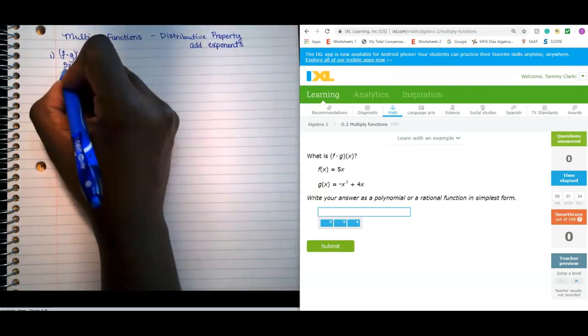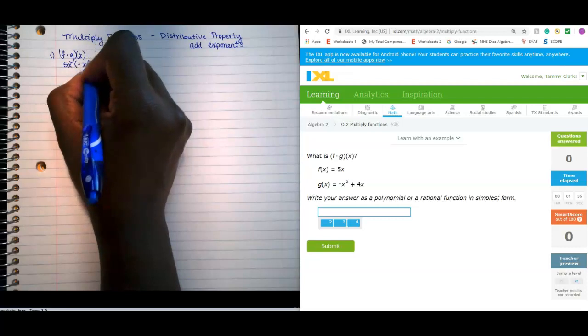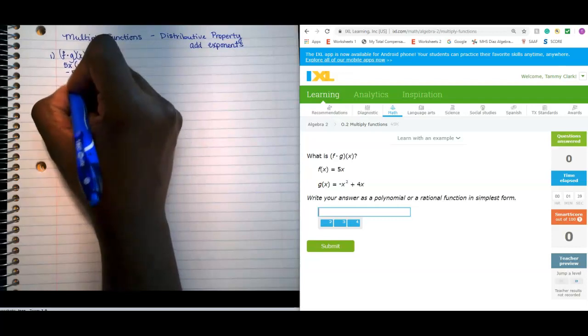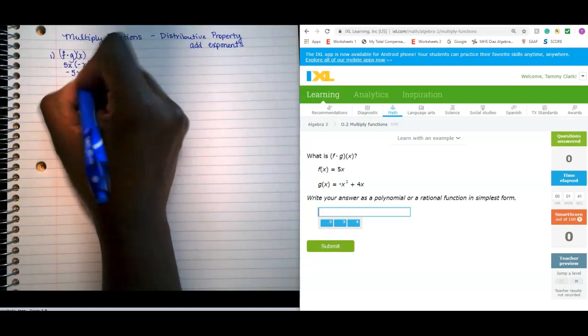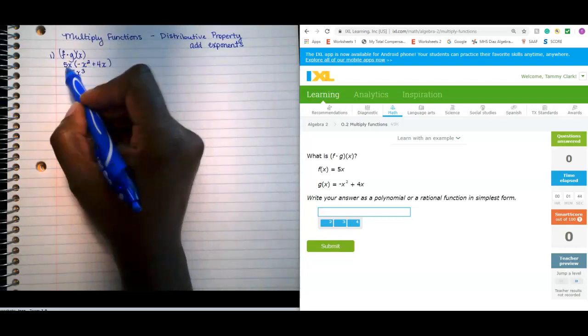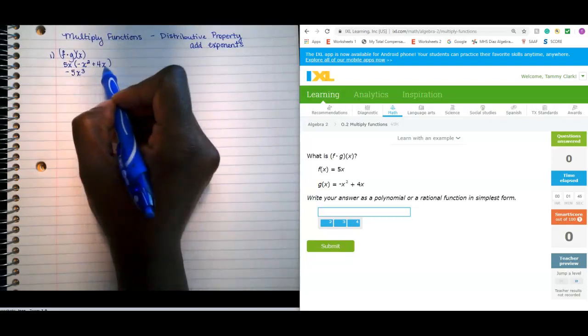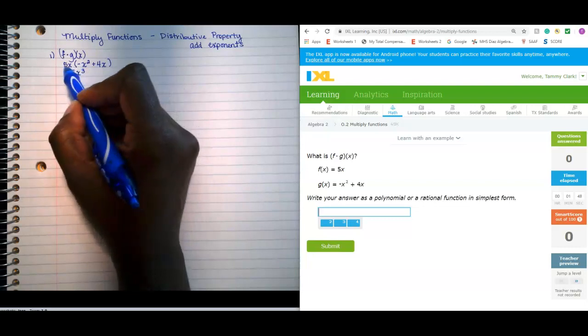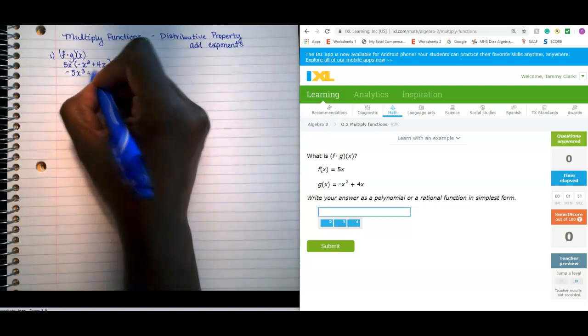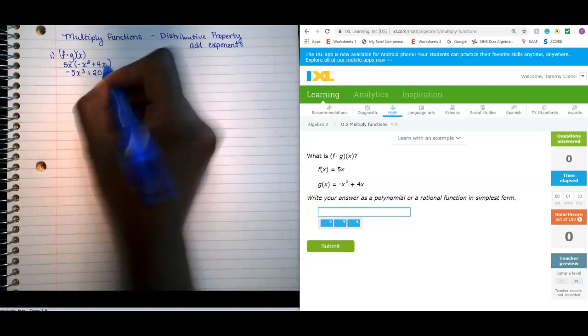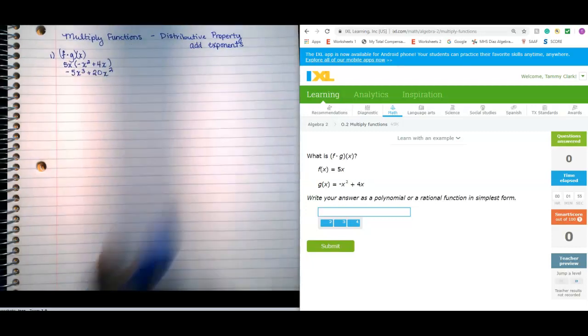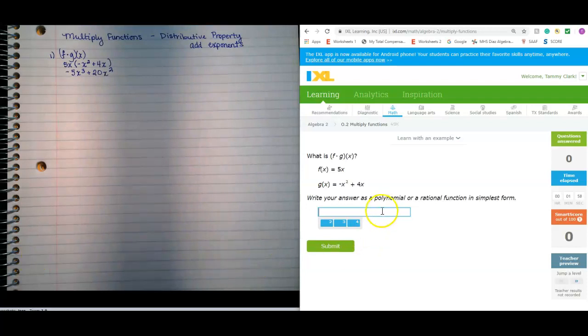So I've got 5x multiplied by negative x squared. So that's going to be negative 5x cubed. Then I've got 5x times 4x. When we multiply the coefficients, 5 times 4 is 20. They're both positive, so that's 20. X times x is x squared. So that would be our answer. So we've got negative 5x cubed plus 20x squared.